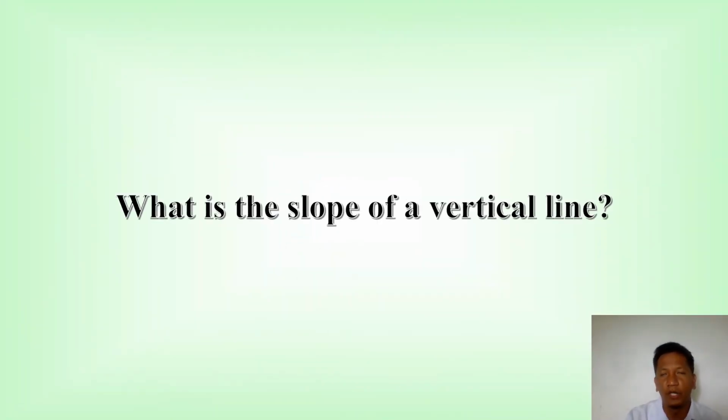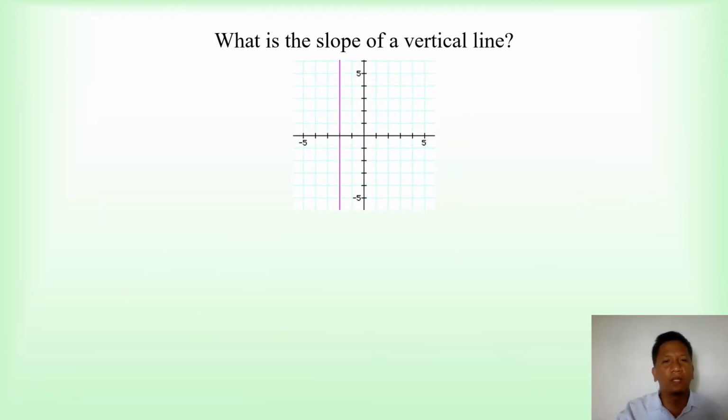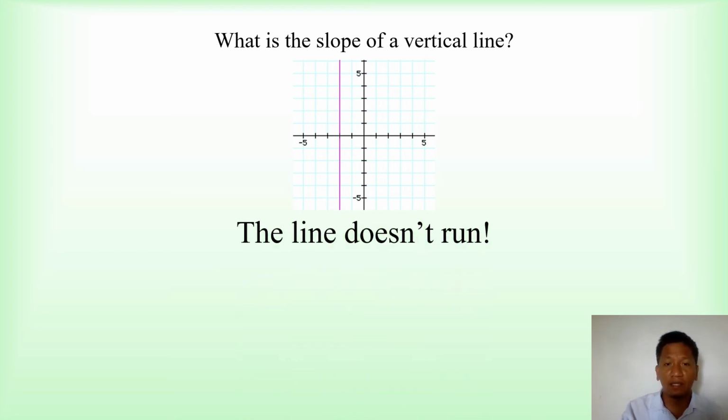What's the slope of a vertical line? Kanina, horizontal line. Ngayon, vertical line naman. Okay. Let us see what's the slope of the vertical line. As you can see here, we have a vertical purple line. So we're going to find the slope of this one. Ano kaya yung slope nito? Kanina, the line doesn't rise. Ngayon naman, the line doesn't run.